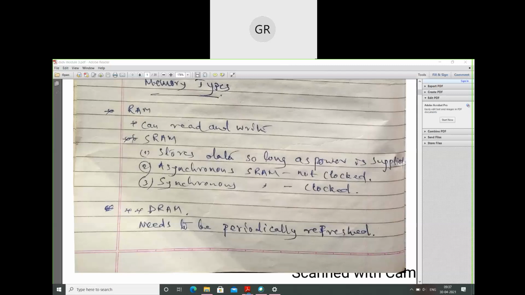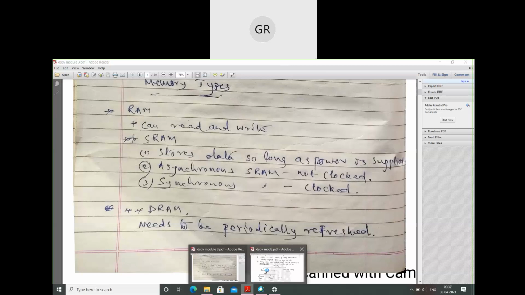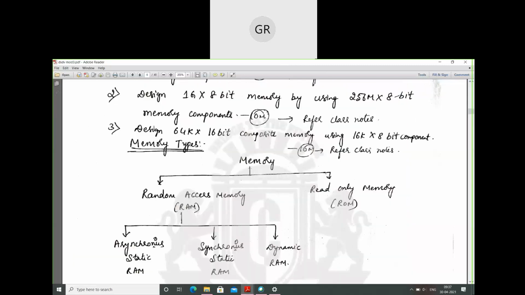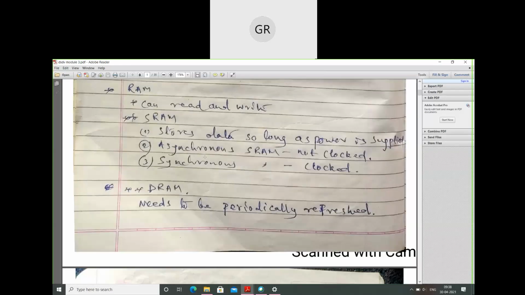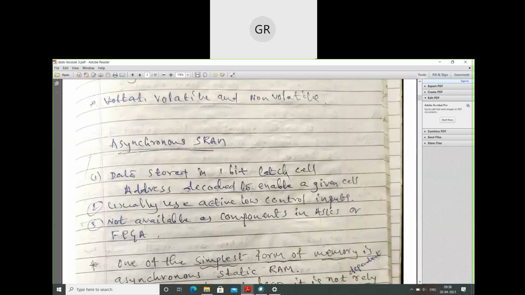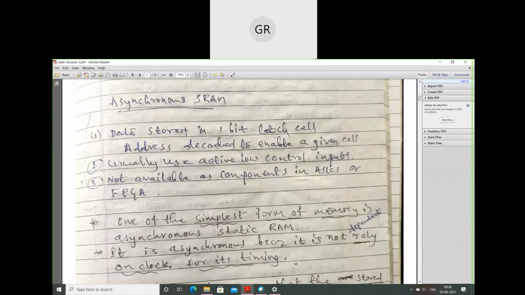I will show you in this slide. Memory: random access memory and read-only memory. The random access memory can be classified as asynchronous static RAM, synchronous static RAM, and dynamic RAM. First we'll discuss the asynchronous SRAM.